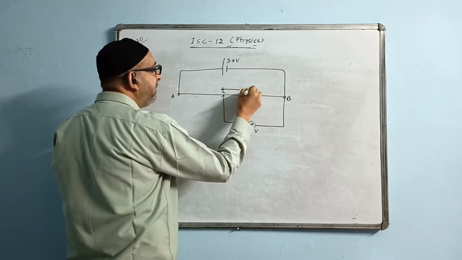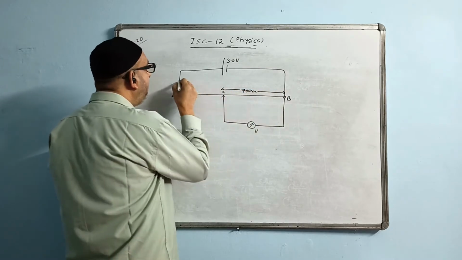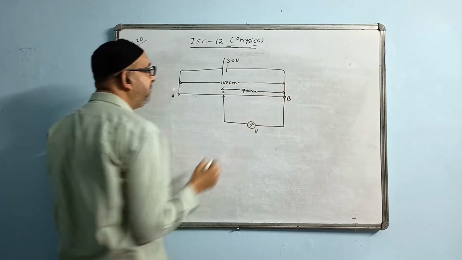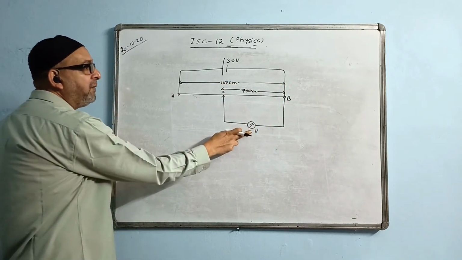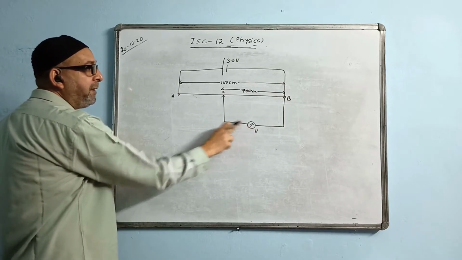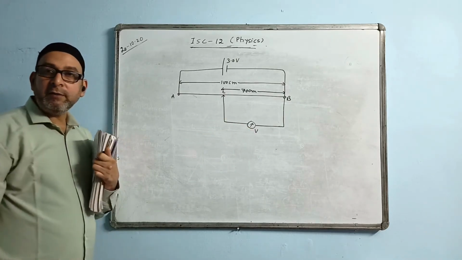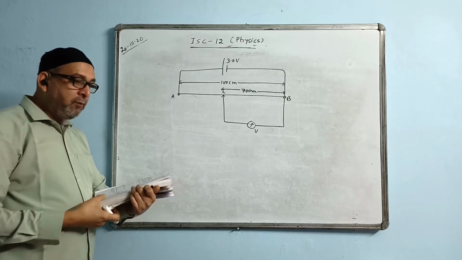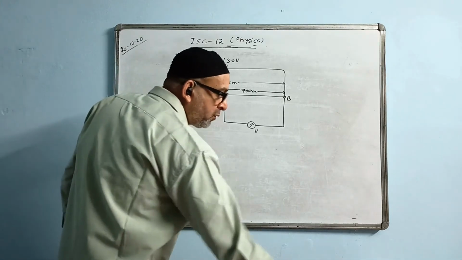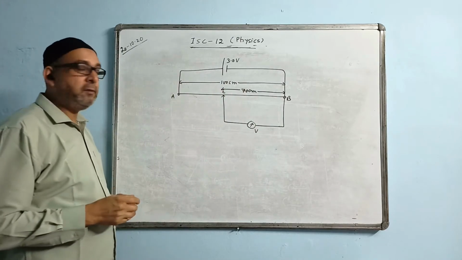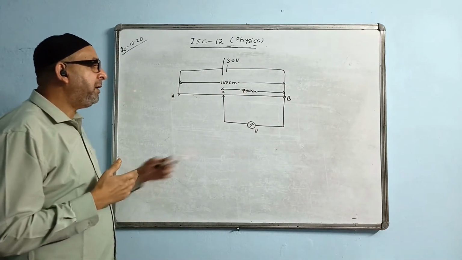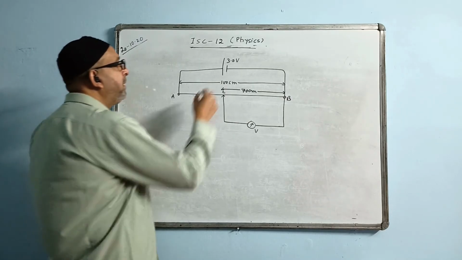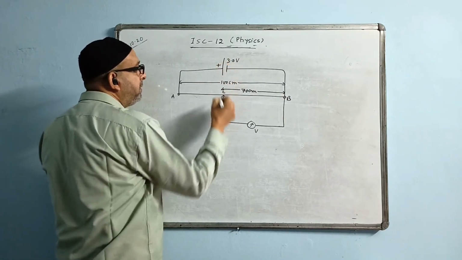The entire length is 100 centimeter, as I told you. You have to find the reading of the voltmeter, and they are also asking which terminal of the voltmeter is positive. That can simply be seen.